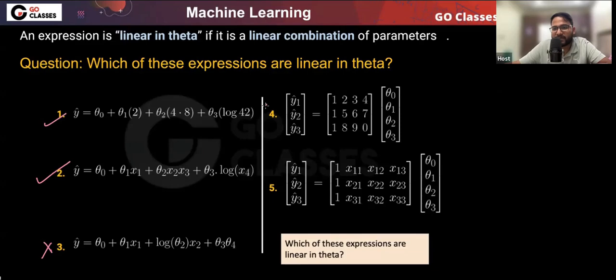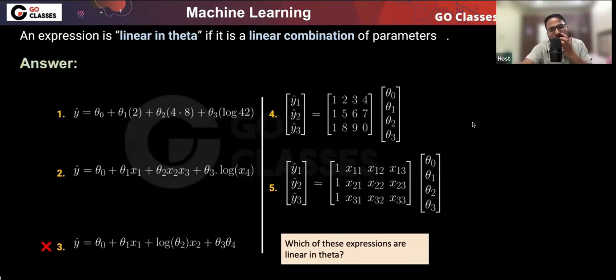Okay, the fourth one is tricky. This is just in matrix notation, right? It is linear in theta. It is definitely linear in theta, right? If you can write this, basically it is a linear combination of the columns, so it is definitely just theta. Similarly, the fifth is linear in theta, right? So it's an easy question. Three is no. Everything else is actually yes.